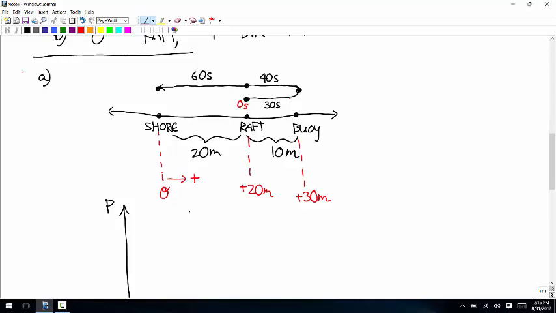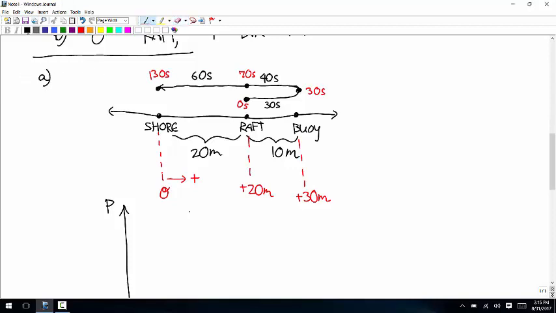And then 30 seconds after 0, what would be the time value when he's on the buoy? Question? Oh yeah, I went back up. I'll go back down in a second. I'm just writing the time values on here. Okay, so what's the time value at the buoy? 30. And then 40 seconds after 30 seconds, what's the time value? Yeah, 70. And then 60 seconds after that, what's the time value? Yep, 130.